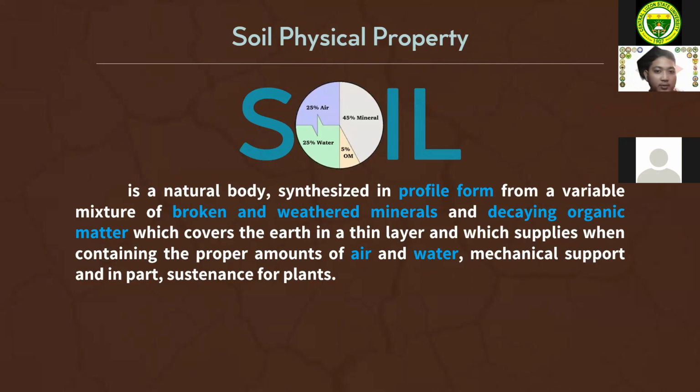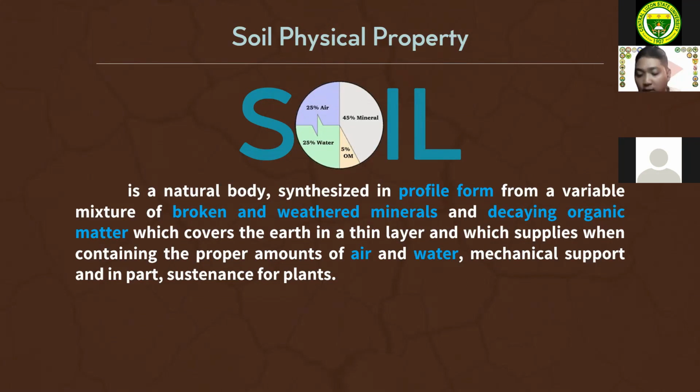Okay, thank you. So soil is a natural body synthesized in profile form from a variable mixture of broken and weathered minerals and decaying organic matter, which covers the earth in a thin layer and which supplies, when containing the proper amounts of air and water, mechanical support and in part sustenance for plants.